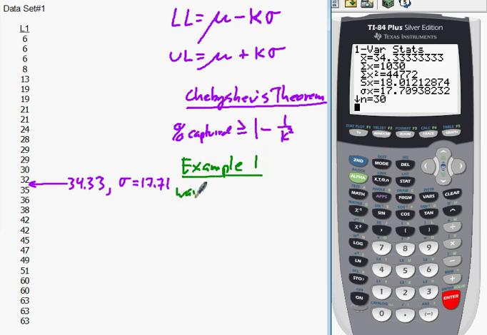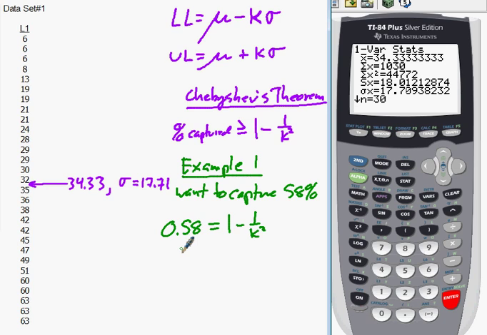Say we want to capture 58% of the data. The question is, what would the upper and the lower limit have to be to capture at least that percentage? Well, this 58% goes into this part of the inequality, and you would want to use the relative frequency form, so 0.58 = 1 minus 1 over k squared. Now it's a matter of solving for k.